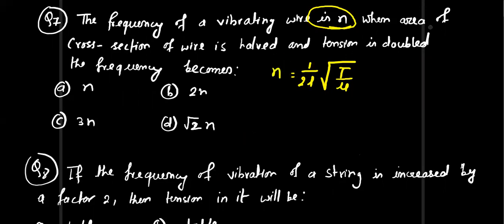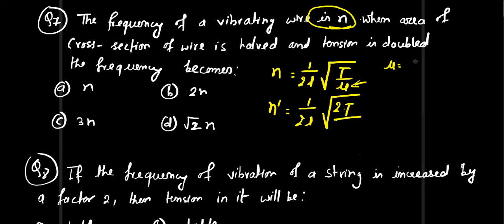And in the second part the question said that when area of cross section of the wire is halved and the tension is double. So in the next case, suppose n dash is the frequency in the second condition, then tension is double, that means twice of T, and we have to modify this part, mass per unit length, and make the expression in terms of area of cross section.